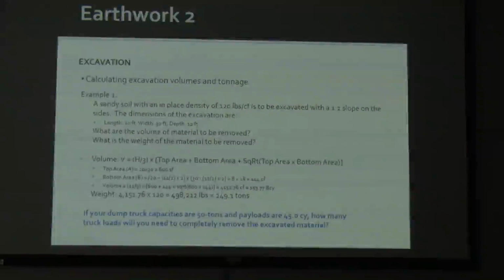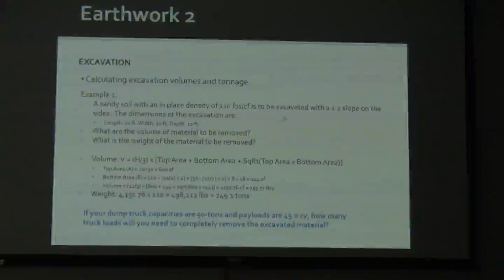Calculating excavation volumes and tonnage, we continue with a lot of the same type of dimensions. We have the length is 20 feet, width 30 feet, and its depth is 12 feet. We have a sandy soil, which means it's going to have a friction angle on it, and we're using here a 1 to 2 slope because of its friction angle. Calculate the volume and the weight, which we've already done. We calculated what these numbers would be.